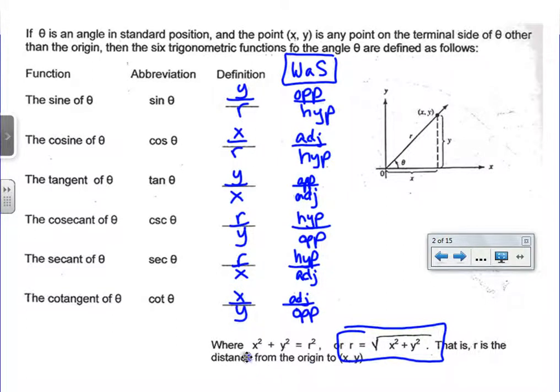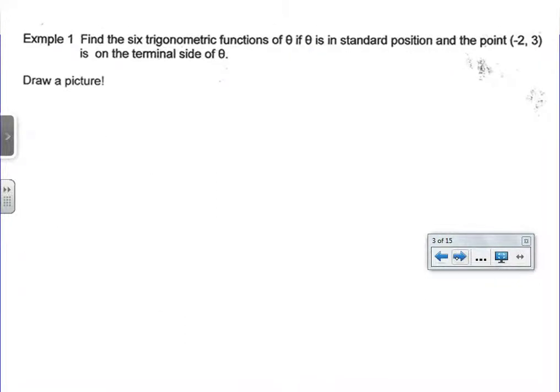And then just to refresh your memory, last lesson we talked about how to find the distance of any point from the origin, and that was to kind of think about distance formula with one of the points being 0, so r is going to be the square root of x squared plus y squared. Technically distance formula, but since one of the points is 0, it's kind of easy.